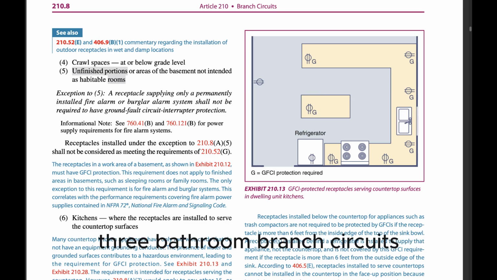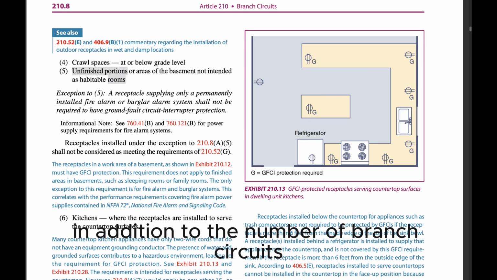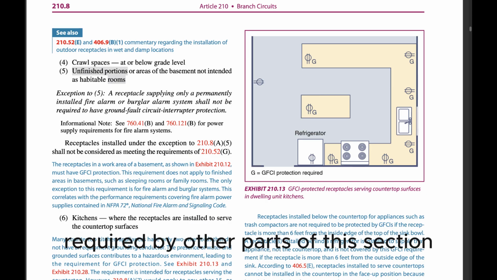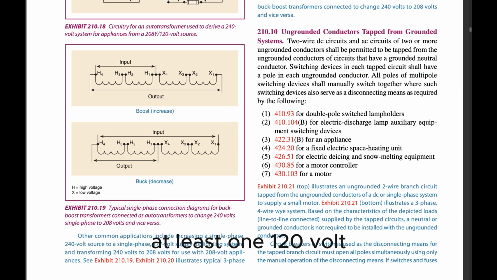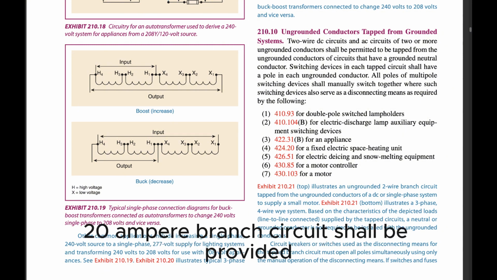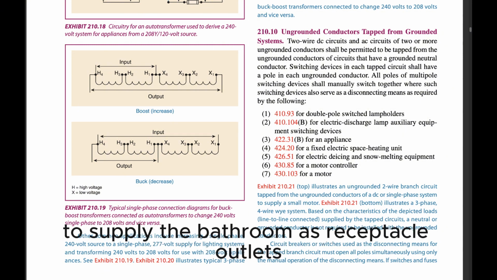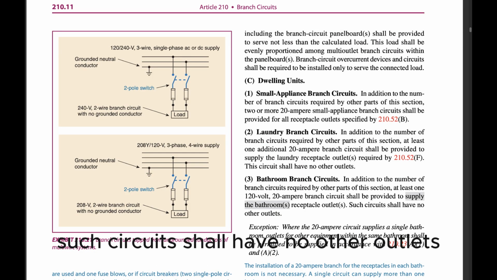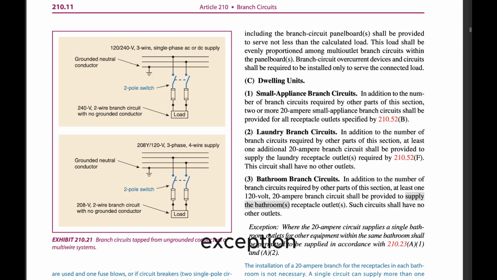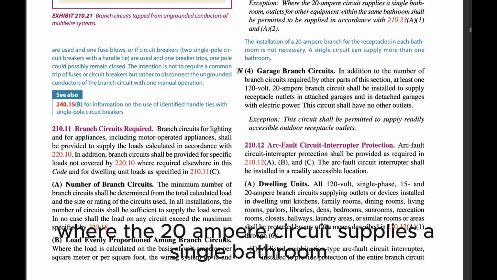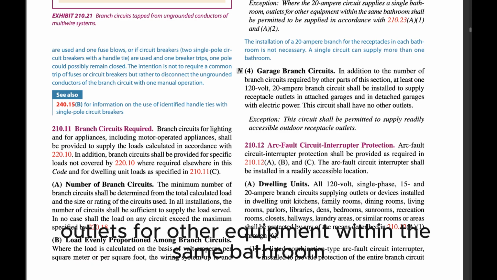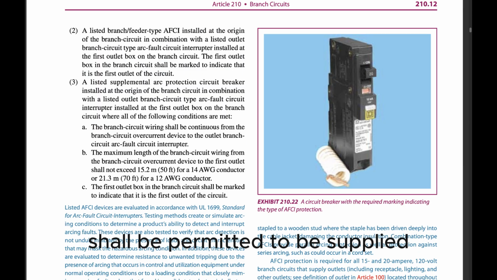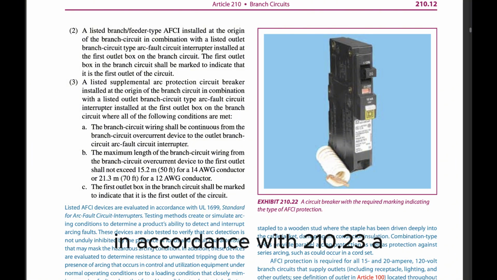3. Bathroom branch circuits. In addition to the number of branch circuits required by other parts of this section, at least one 120-volt, 20-ampere branch circuit shall be provided to supply the bathroom receptacle outlet(s). Such circuits shall have no other outlets. Exception: Where the 20-ampere circuit supplies a single bathroom, outlets for other equipment within the same bathroom shall be permitted to be supplied in accordance with 210.23(A)(1) and (A)(2).